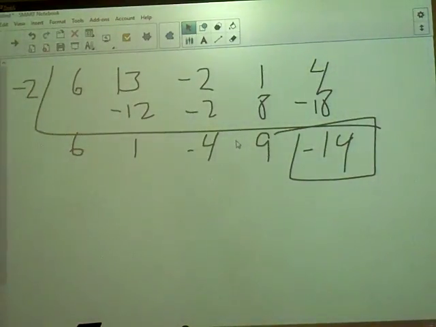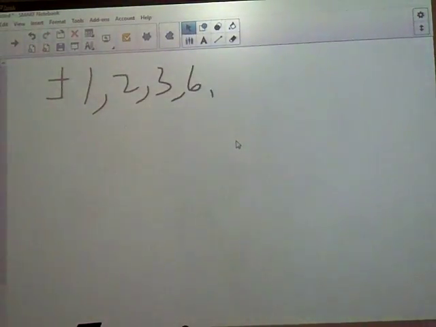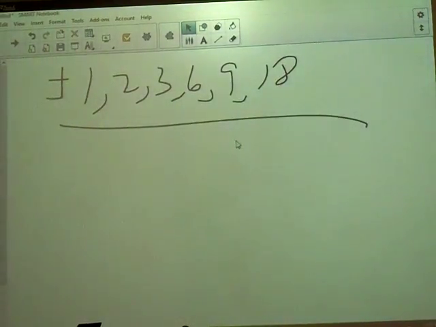Okay, 16 says give all possible rational zeros. It doesn't say find the zeros, it says just give the possibilities. When we did that in class, we did the factors of the constant, 18, positive, negative, 1, 2, 3, 6, 9, and 18. That's everything that I can multiply to make 18. Over the factors of the leading coefficient. Leading coefficient's negative 2, so that'd be 1 and 2.